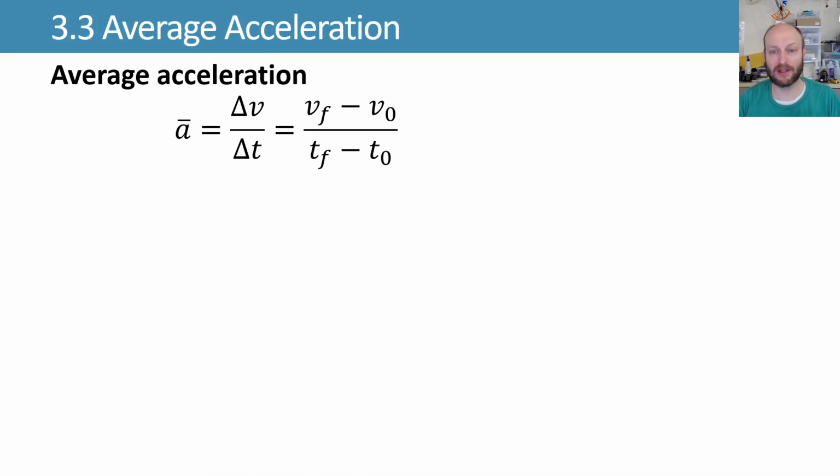Acceleration is the rate at which velocity changes. So if I want to find the average acceleration, I can take my change in velocity over change in time, and that should give me my average acceleration. So that's final velocity minus initial velocity divided by my final time minus my initial time.